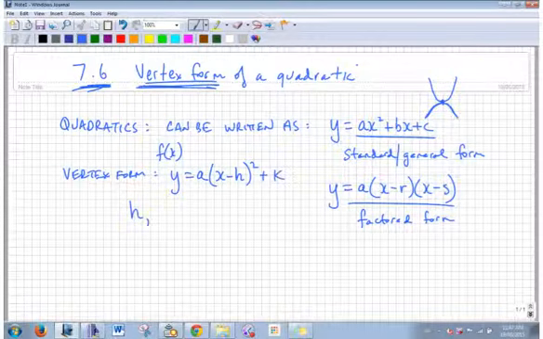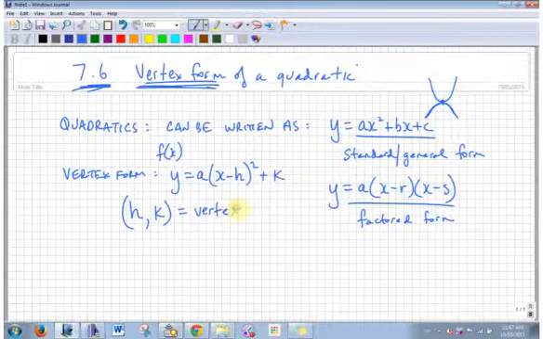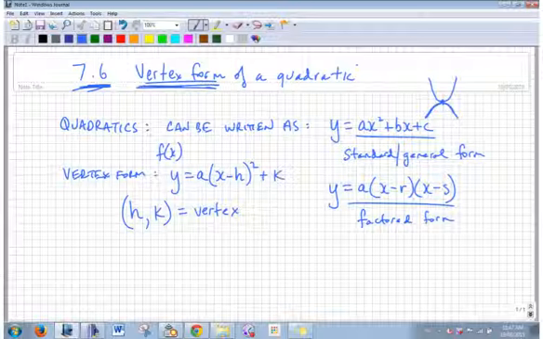But what's cool about this is, if it's in that form, H and K is the coordinates of the vertex, which is kind of handy. If you want to know what the vertex is, then it should be an easy mark, right? I don't even have to put on my calculator to find out.